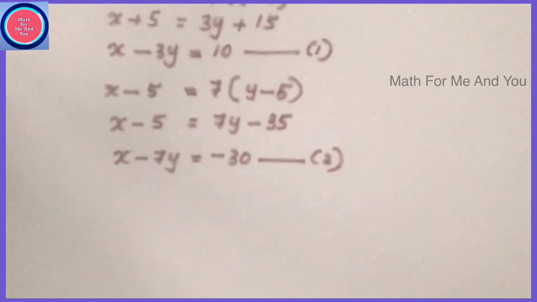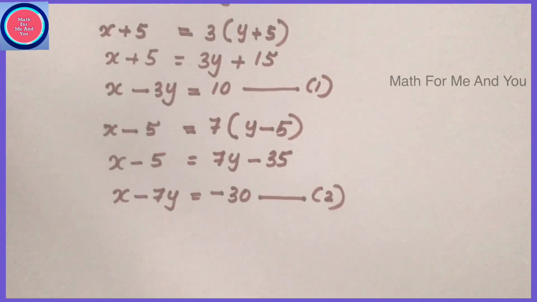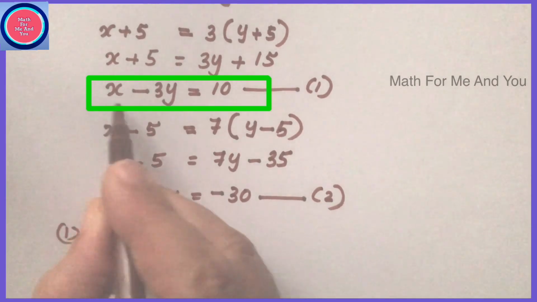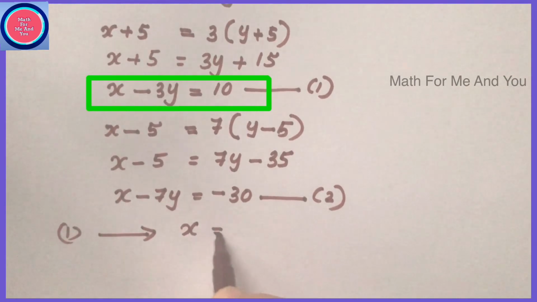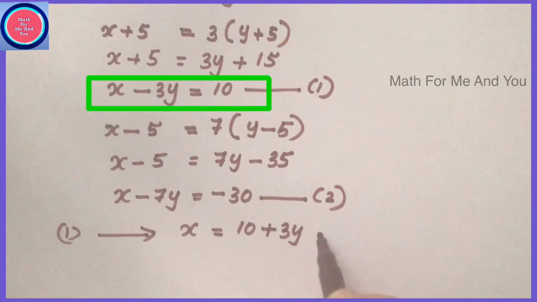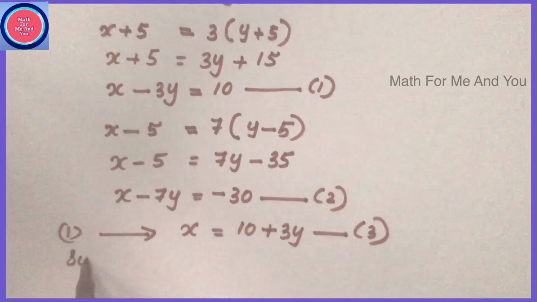Substitution method we are using. So you can select one of the equations. Here I am selecting equation number 1. And from equation number 1, I will find what is x in terms of y. We can keep x on the left side and move y term to the right side. It becomes x equals 10 plus 3y. Now the equation number 3 we are getting.